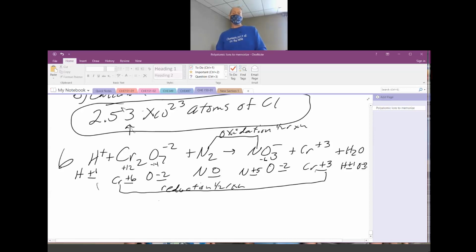All right. And so your oxidizing agent, so if you wanted to oxidize your nitrogen, you would have to add this Cr2O7 minus 2. So this is your oxidizing agent. And if you wanted to reduce your chromium from 6 to 3, you would have to add nitrogen gas. So this is your reducing agent.